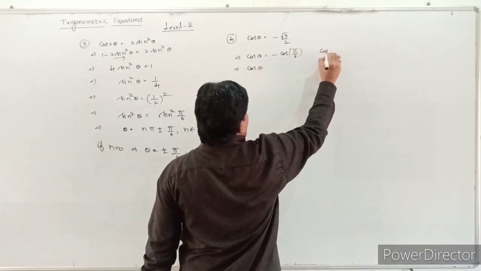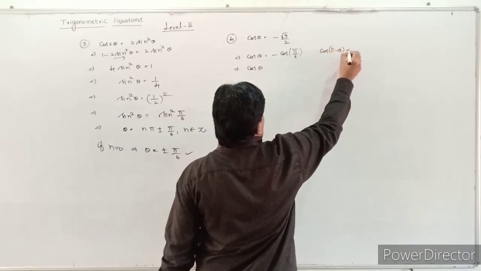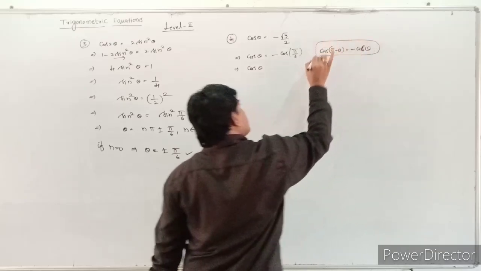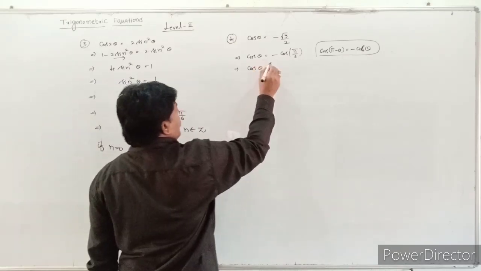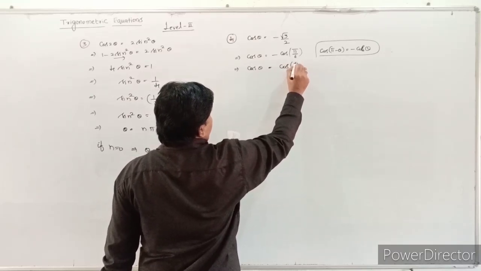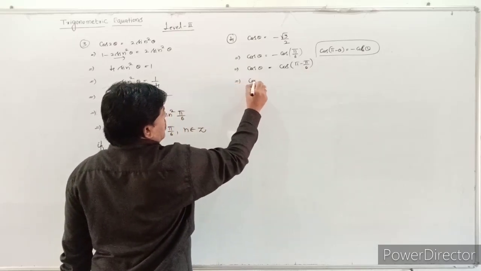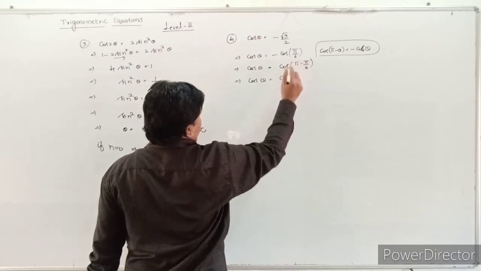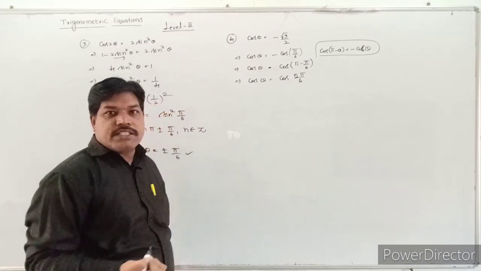So see this one, cos of pi minus theta is equal to minus cos theta. So we can write that this is the value cos of pi minus theta. That means pi minus pi by 6. So that implies cos theta is equal to cos of, take the LCM, 6 pi minus pi is nothing but 5 pi by 6.